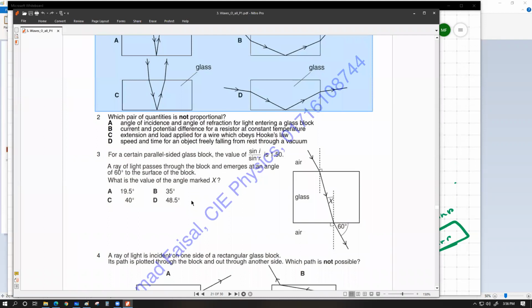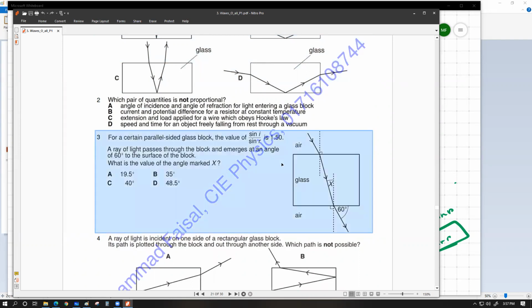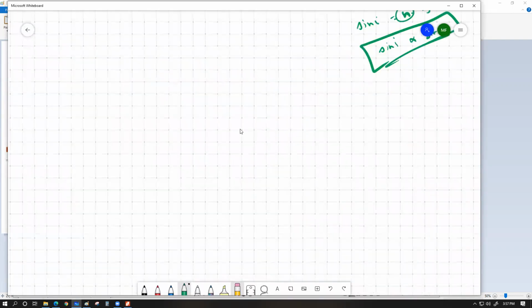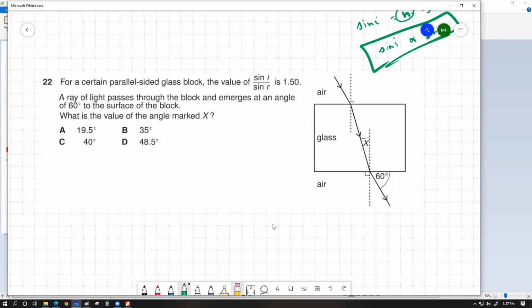So that's that. Next there is a simple calculation here, which can be done very easily if you don't make mistakes. The question is asking what is the value of the angle marked x, and they have also given us that for a certain parallel sided glass block the value of sin i by sin r is 1.50. Here they mean that 1.50 is the refractive index, but because this number is bigger than 1, it necessarily means that this number is applicable whenever the light ray is going from a faster into a slower medium.